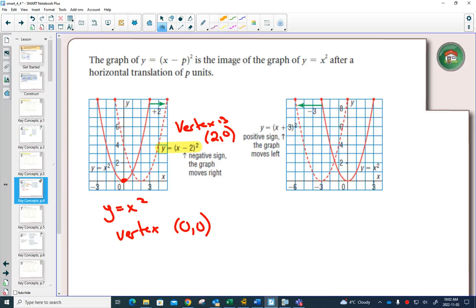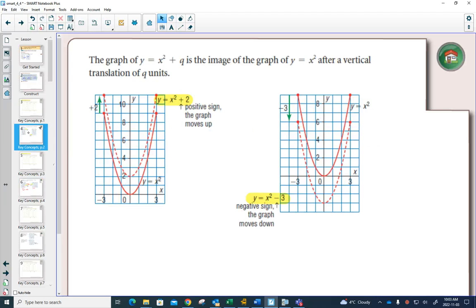Same thing here. What would you have to plug in to make this 0? You'd have to plug in -3. And our new vertex is right here at -3, 0. So the number inside moves it left and right. The number outside moves it up and down.